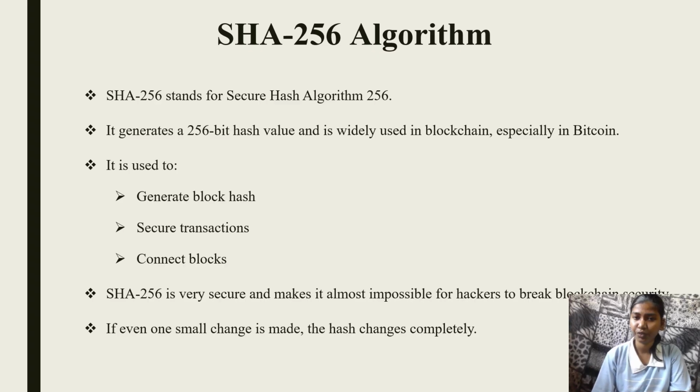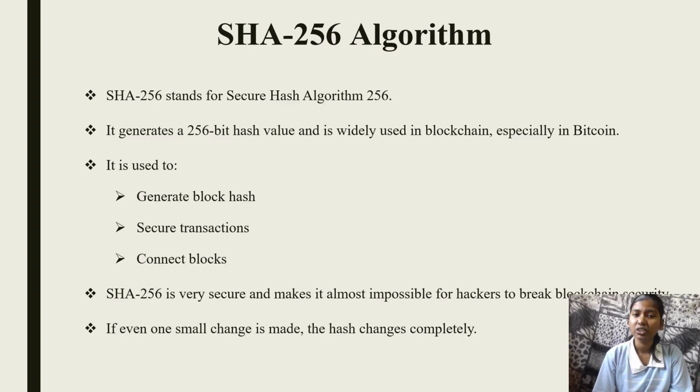Then SHA-256. SHA stands for Secure Hash Algorithm 256. It mainly works on 256 bits of data. So it generates a 256-bit hash value and is widely used in blockchain, especially in Bitcoin. Bitcoin is a cryptocurrency, or one of the techniques of the blockchain. So it is used to generate the block hash. Block hash means the blocks we are using in a blockchain are created with the help of a hash value, and for that hash value we have to use the SHA-256 algorithm.